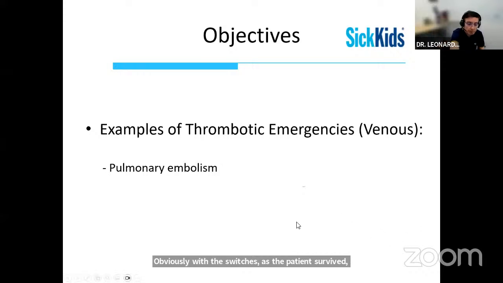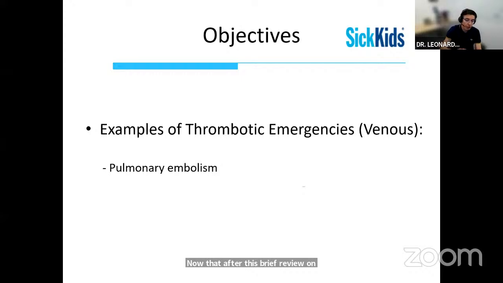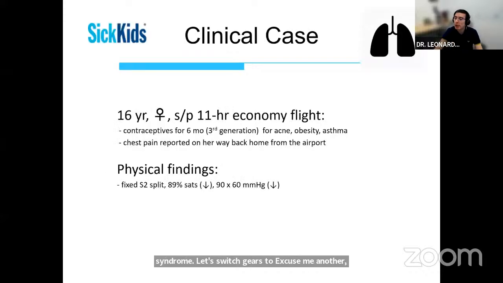Now after this brief review on superior vena cava syndrome, let's switch gears to another venous occlusion within the pulmonary bed, and I'll go to a second vignette, a patient that I actually saw in the emergency room. She, a female teenager, had just flown from Europe after an 11-hour economy flight.